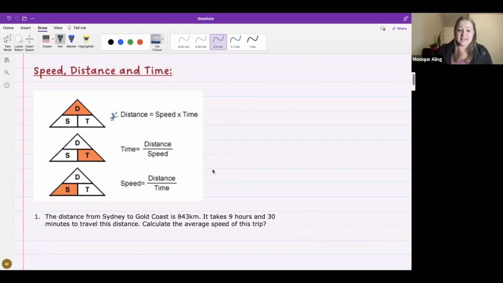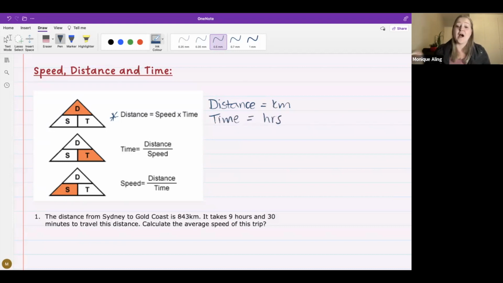Okay, then the other key things that I mentioned about speed, distance, and time is that distance always needs to be in kilometers in order to use this formula. Time needs to be in hours only. Quite often they'll give you the time in hours and minutes, or just minutes, and you need to do a conversion. So time needs to be in hours only in order to use the formula, and speed is measured in kilometers per hour. The key thing to remember, and this is where they try to trick you, is with time. So please take notes of that.